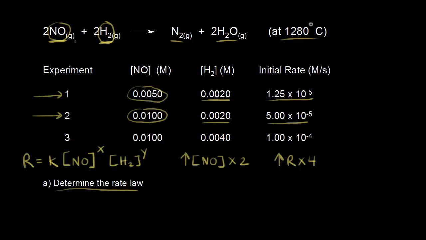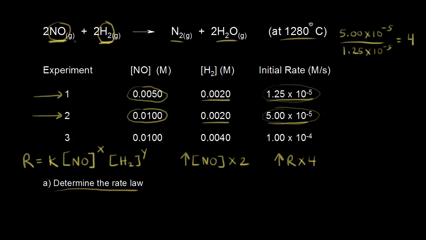We increased the rate by a factor of 4. And if you have trouble doing that math in your head, you could just use a calculator and say 5 times 10 to the negative 5 divided by 1.25 times 10 to the negative 5. This would be 4 over 1, or 4. So this rate is 4 times this rate up here.